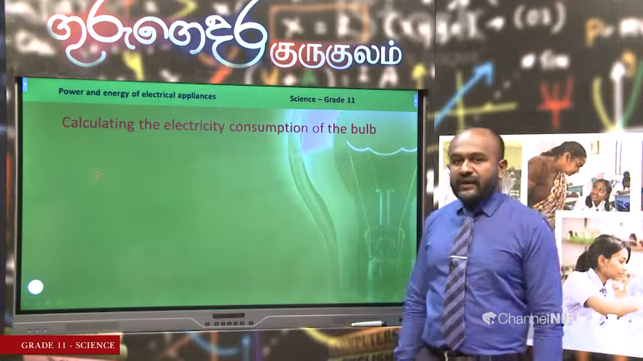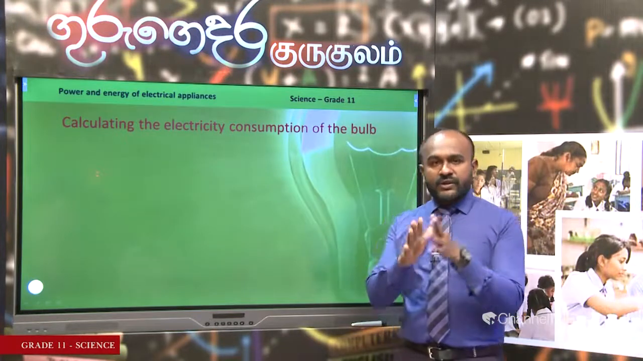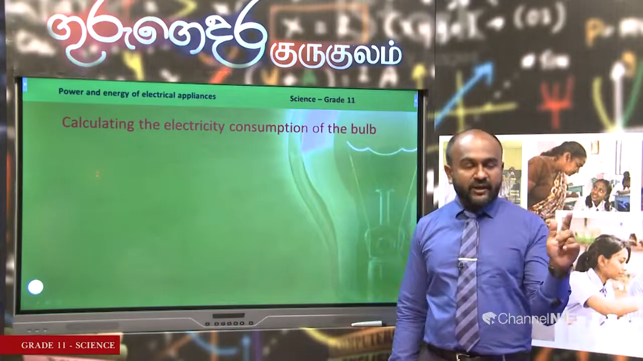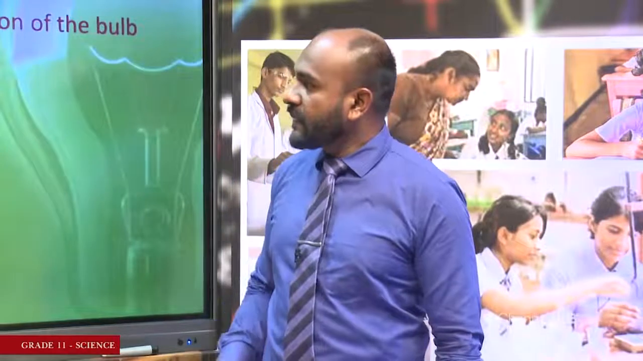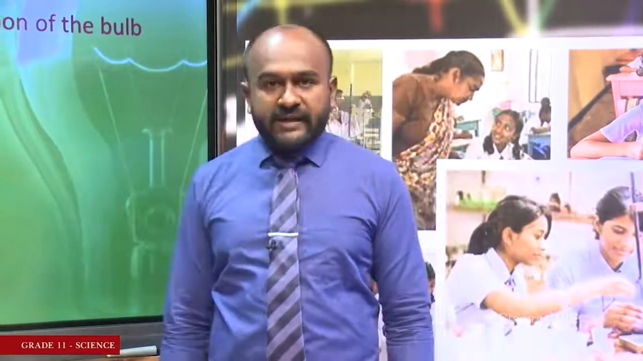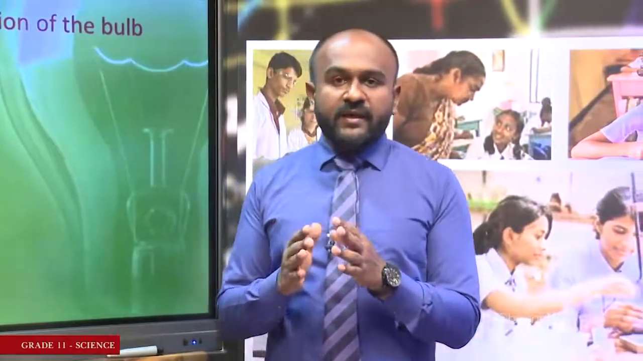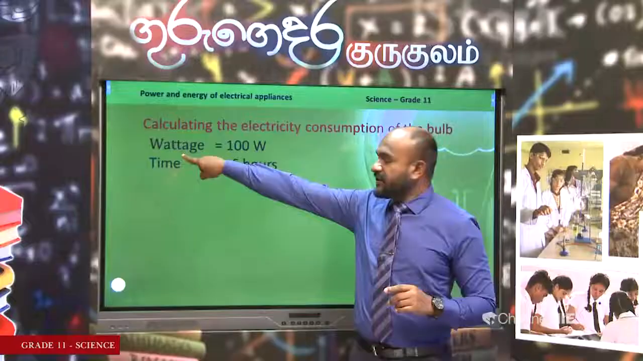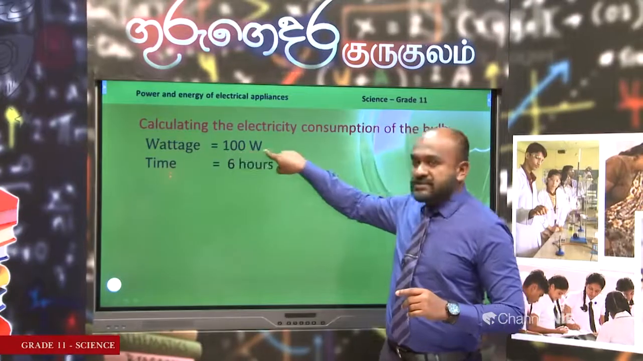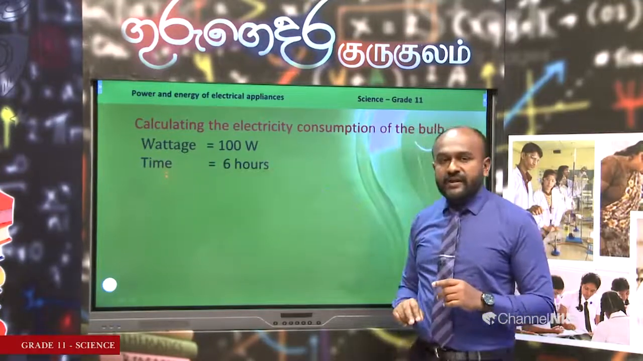We are going to calculate the electricity consumption of the bulb. You know how to do it now. You need to get the power in kilowatts, and time in hours. First we write the data given as usual. In the previous lessons also I have told you, whenever you are going to solve a problem, first you write the data given. So here we have written the data given: wattage 100 watts and time 6 hours. Now, we are writing the formula.